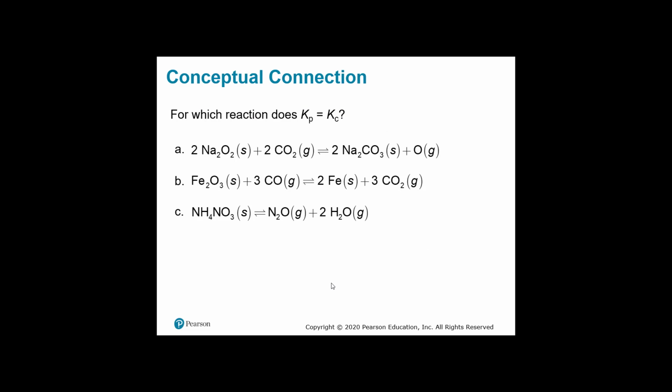Okay, so here's a question. For which reaction does the equilibrium constant of partial pressure equal the equilibrium constant of concentration? So remember, for Kp to equal Kc, the sum of the products has to equal the sum of the reactants. So I'm just going to go through these. We have 2 and 2, that's 4, and 2 and 3. So this doesn't equal. We have 1 and 3, that's 4, and 2 and 3, that's 5. And we have 1 and we have 3. So something's wrong here. I didn't do something right.